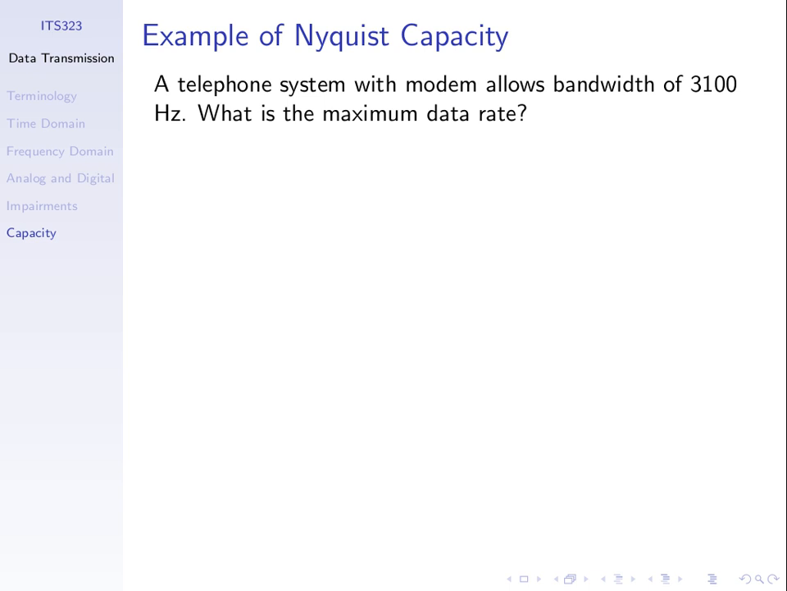In fact, there were some overheads involved. So if M was 10, 2 to the power of 10, 1,024, then C would be 2 times 3,100 times log base 2 of 1,024. Log of 1,024 is 10, times 2 times 3,100 is 62 kilobits per second, which sounds about right, because in fact, to get your 56, I think there were a few overheads involved.